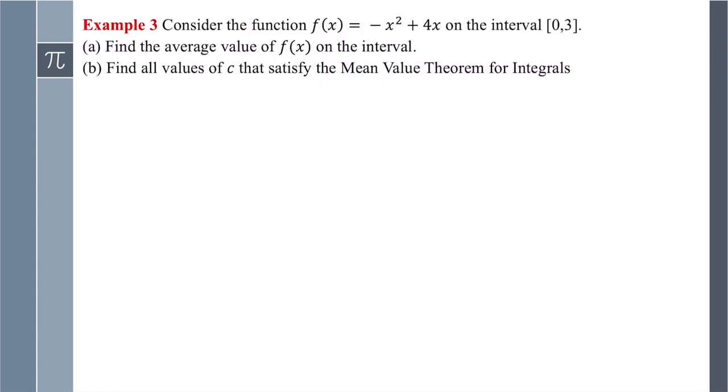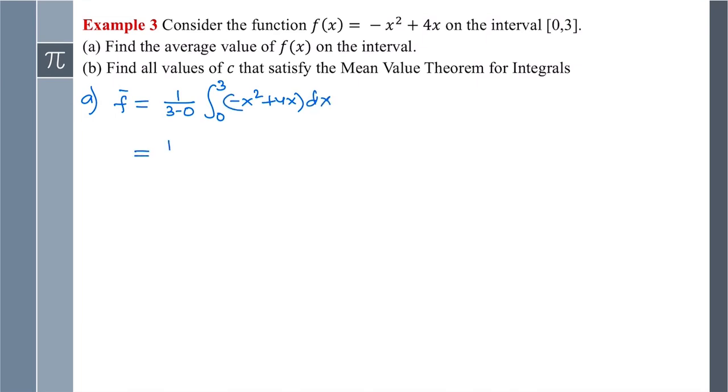So let's look at an example here. We are given a function f of x equals negative x squared plus 4x on the interval [0, 3]. The first part of the question is asking us to find the average value of the function, which we already know how to find. So in A, we are finding the average value of the function, which is 1 over b minus a, so it's 1 over 3 minus 0, times the integral from 0 to 3 of f of x, which is negative x squared plus 4x dx.